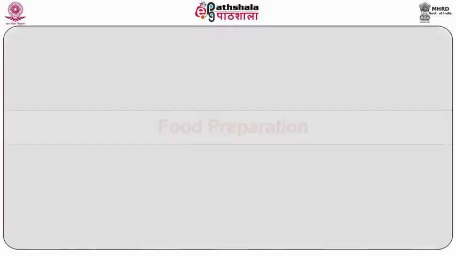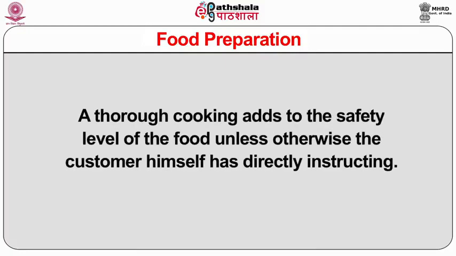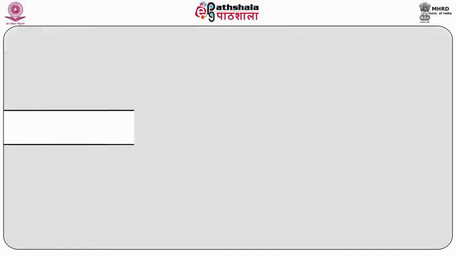Food preparation. In order to attain high standards of food safety in hotels, the food must be prepared very carefully. We must discard any expired foods and any food that falls on the floor or any dirty surface. Thorough cooking adds to the safety level of the food, unless the customer has directly instructed otherwise. Inspection. The health department of India keeps a check on the quality of the food safety level.